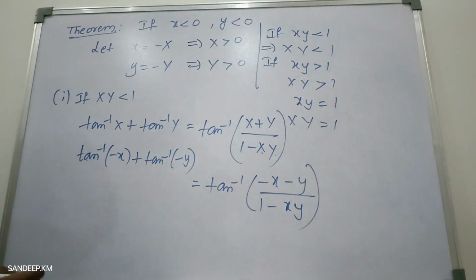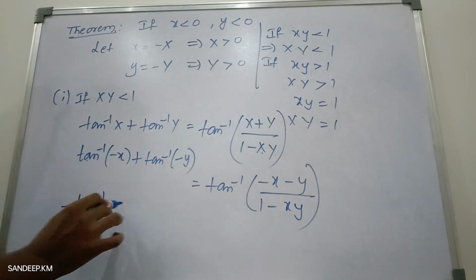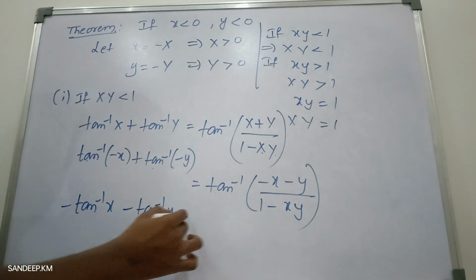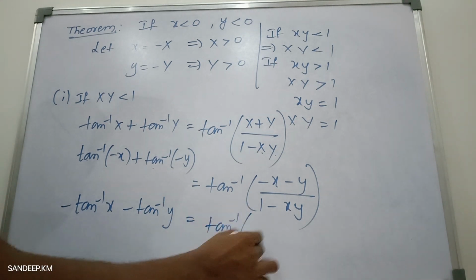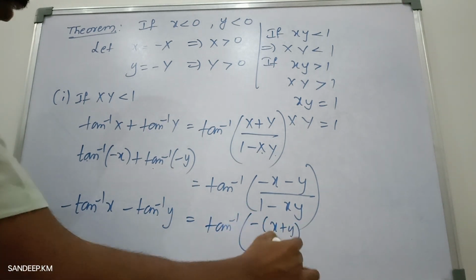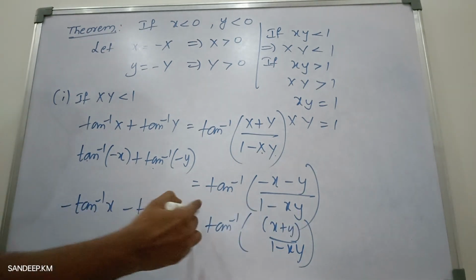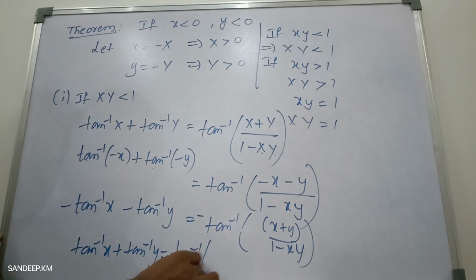Tan inverse of minus x, according to the previous properties, is minus tan inverse x, and tan inverse of minus y is minus tan inverse y. Here also I can take minus outside: it is tan inverse of minus of x plus y by 1 minus xy, and here also minus will come outside. So multiply with minus on both sides, we will get the result: tan inverse x plus tan inverse y is equal to tan inverse of x plus y by 1 minus xy.